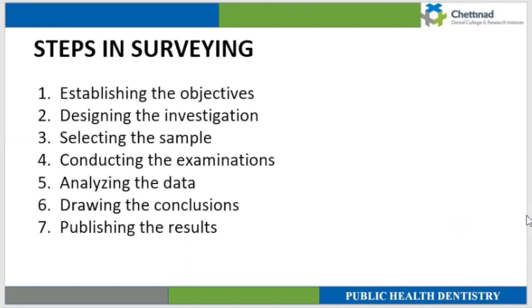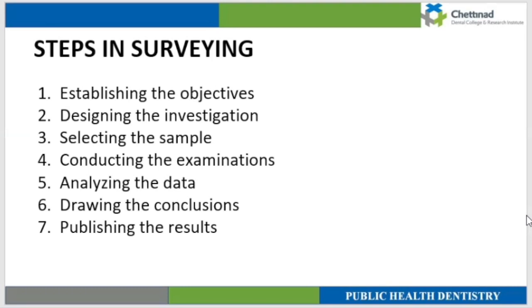The next, third step is selecting the sample. For selecting the sample, we are using convenience sampling, random sampling, systematic sampling, stratified cluster random sampling, and multi-stage sampling. Next, in systematic sampling, we have to select the sample at every nth number.